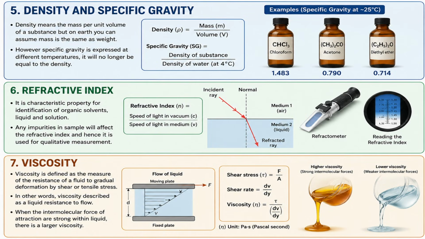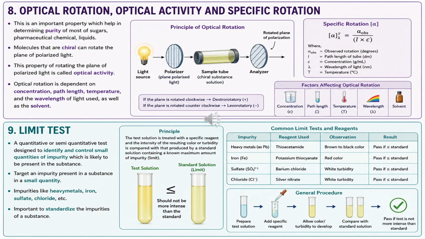When the intermolecular forces of attraction are strong within the liquid, there is a large viscosity. The eighth one is optical rotation, optical activity and specific rotation. This is an important property helping to determine the purity of a substance. Most sugars, pharmaceutical chemicals, liquids and molecules can rotate the plane of polarized light. This property of rotating the plane of polarized light is called optical activity. The optical rotation is dependent on the concentration, path length, temperature, wavelength of light and the solvent used.